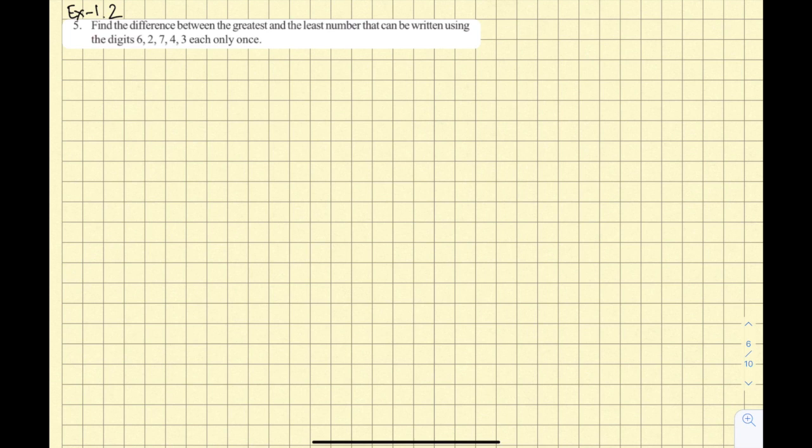So now we write the greatest number. Greatest number is formed by arranging the numbers in the descending order. So in the descending order, the biggest digit is 7, then smaller than that is 6, then we have 4, then we have 3 and 2. Count. Here they have given 5 digits, here we have copied 5 digits. So it is correct. Next we have least number.